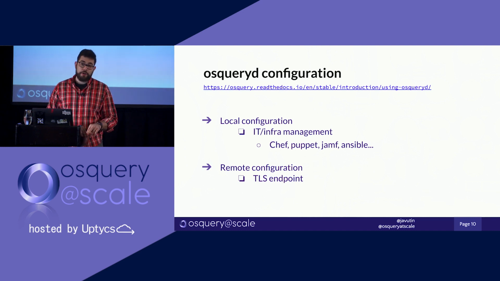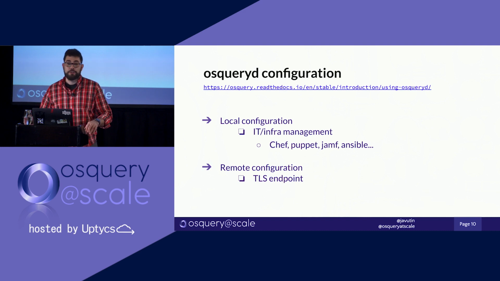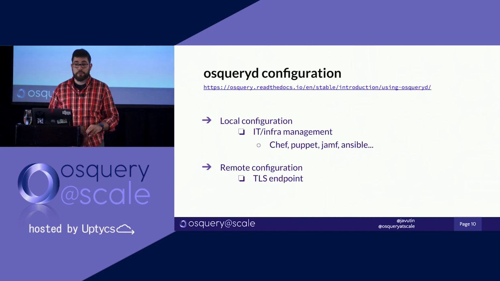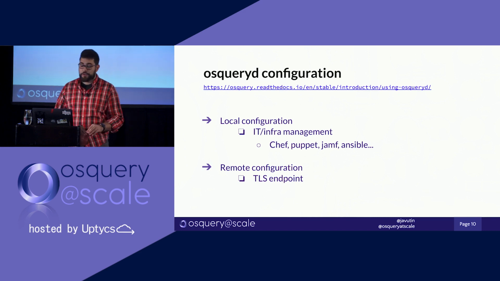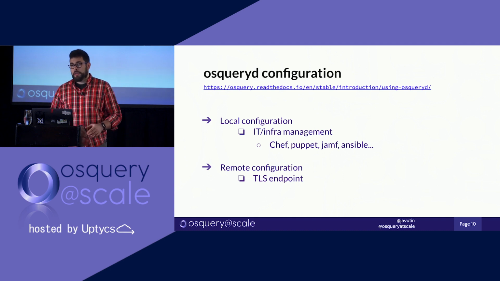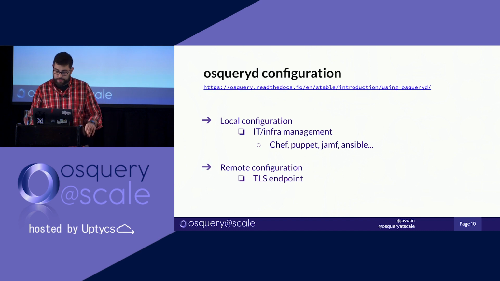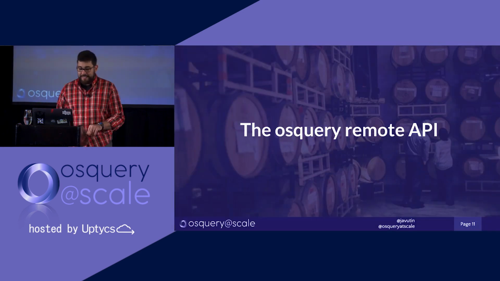However, there is the other option, which is using a TLS endpoint to distribute the configuration of Osquery, which is way faster, and then you can make changes, and your infrastructure will receive those changes way faster. Well, if you have your IT infra management done the right way, it should be comparable, but we are here to talk about TLS endpoint, so let's focus on that.